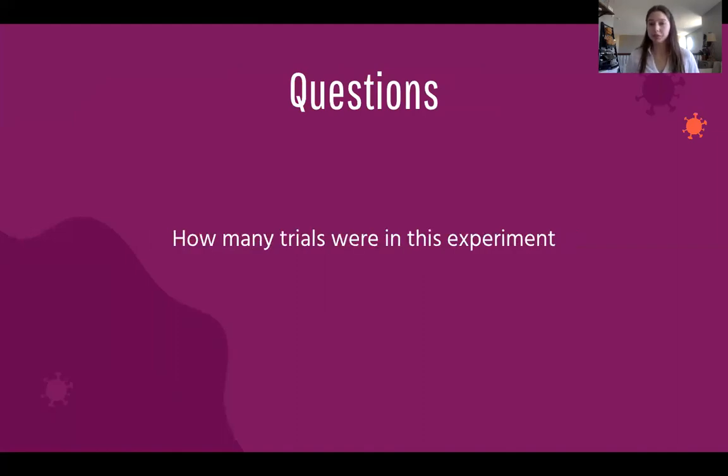How many trials were in the experiment? There were 8 trials. Each trial I did 4 broths and 4 agar plates, and that was 1 trial. And I did this 8 times for a total of 32 agar plates and 32 broth tubes.